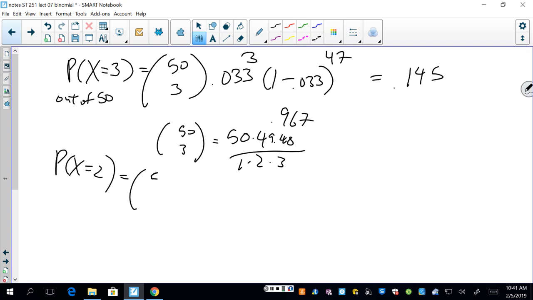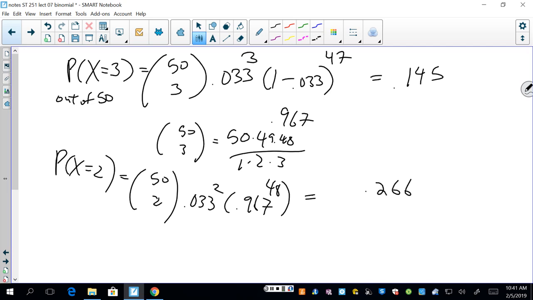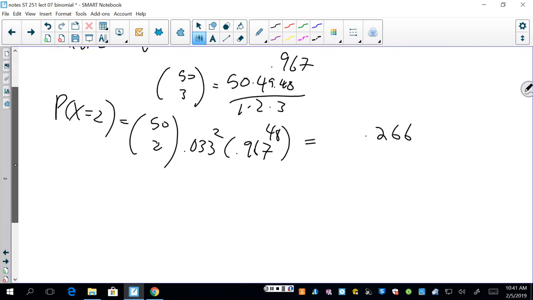Well, it's 50 choose 2. It's going to be a smaller number. 0.033 squared times 0.967 to the 48, sorry. And that's 0.266. It has more decimal places, but this will be enough decimal places for now.